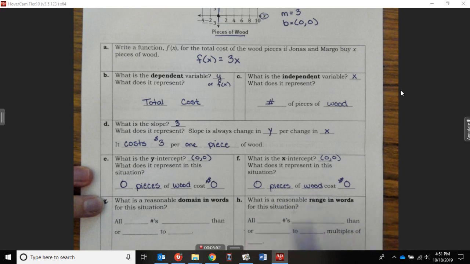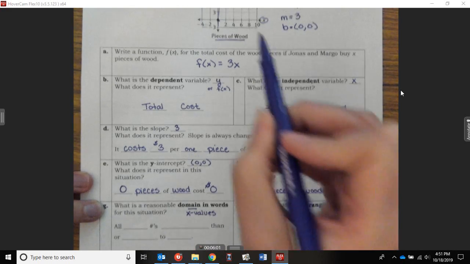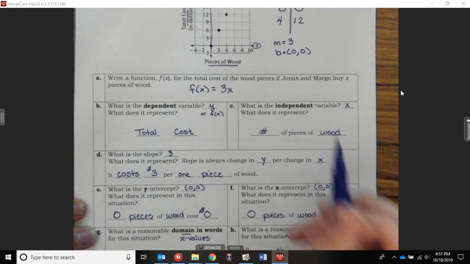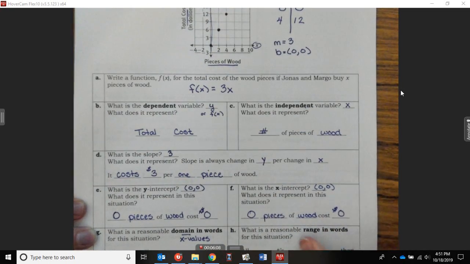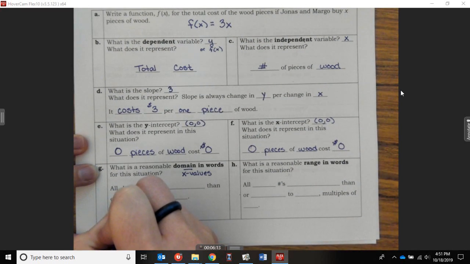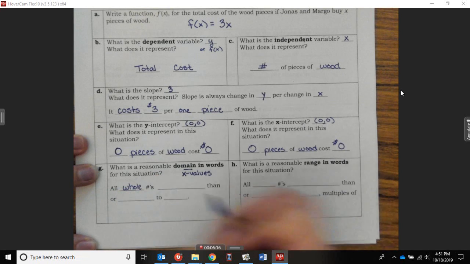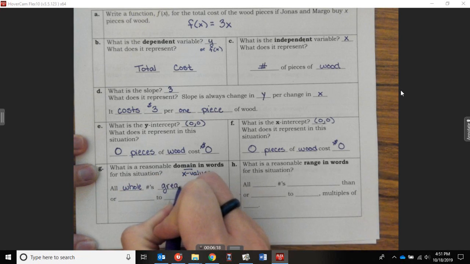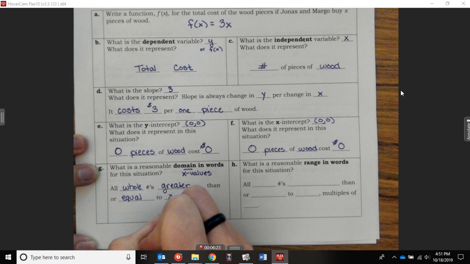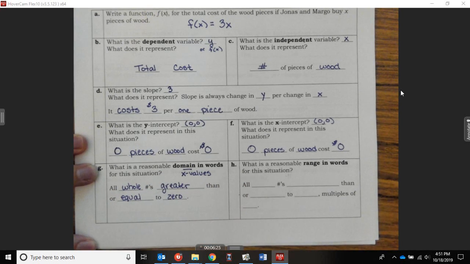All right, and then a reasonable domain. Domain is all of your x values. Write that down. And remember, we are not buying half pieces, so we're only buying whole pieces, and we can't buy negative. So that means it's all whole numbers greater than or equal to 0. Because I can buy 0 pieces or I can buy more.